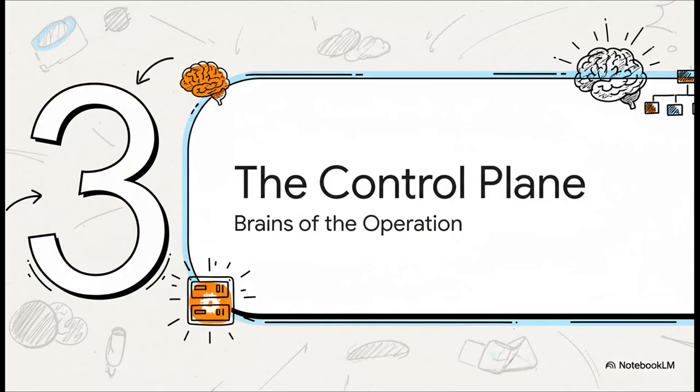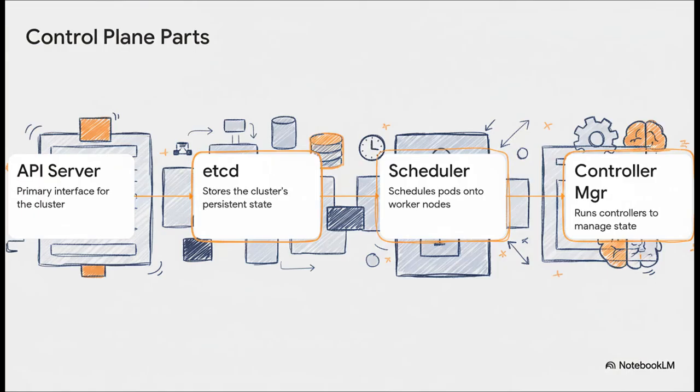Okay, let's peel back that first layer and take a closer look at the brains of the operation, the control plane. This is where all the magic, all the coordination really happens. Now, the control plane isn't just one single thing. It's more like a team of 4 critical components all working together. You've got the API server, a special database called etcd, the scheduler, and the controller manager. Let's quickly look at what each member of this A team actually does.